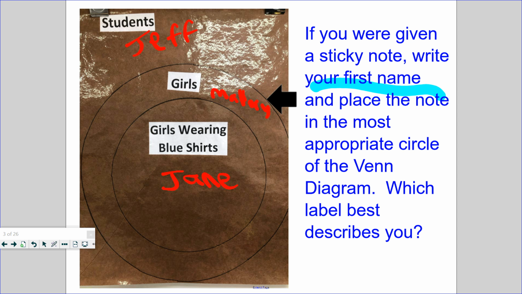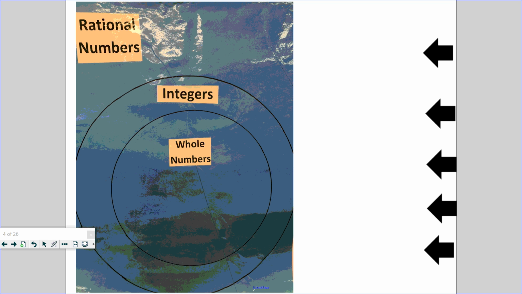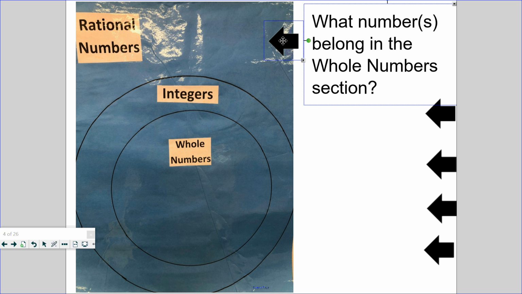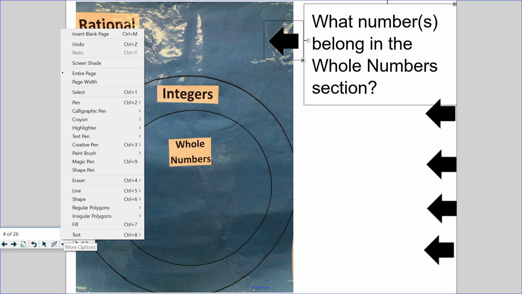But what is her best description? How would you best describe Jane? A girl who's wearing a blue shirt. How does that relate to mathematics? Well, there are three types of number: whole numbers, integers, and rational numbers. Let's look at our first one. What numbers belong in the whole numbers section? Can you tell me some whole numbers? Think of your number line.